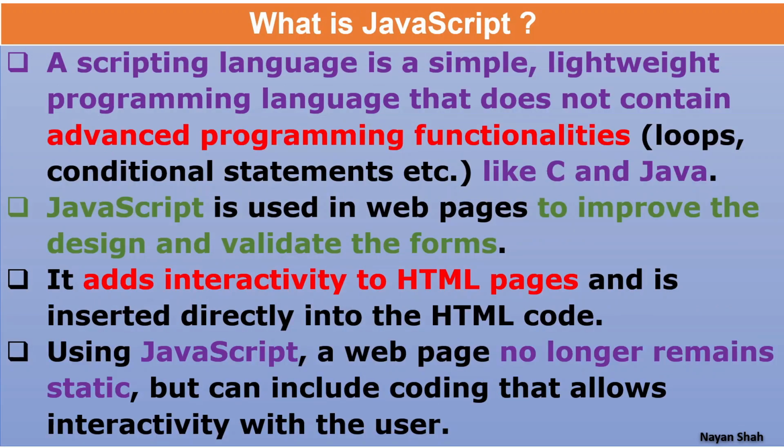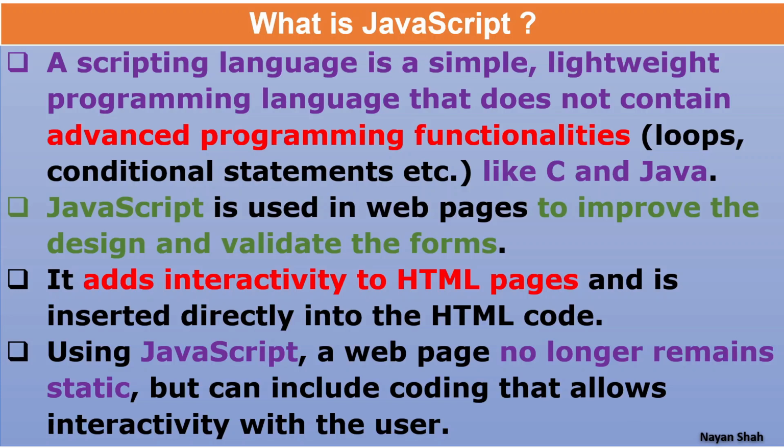Then what is JavaScript? As we read in the previous slide also, it's a scripting language. It is a simple, lightweight programming language that does not contain any advanced programming functionalities. It has some functionalities, but not as advanced as in other programming languages. Loops, conditional statements, etc. are there, but they are at a very basic level, not as advanced as what is available in C language or Java language.